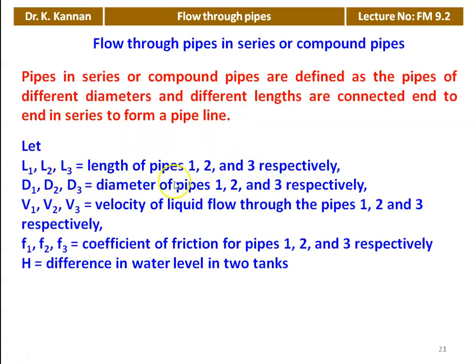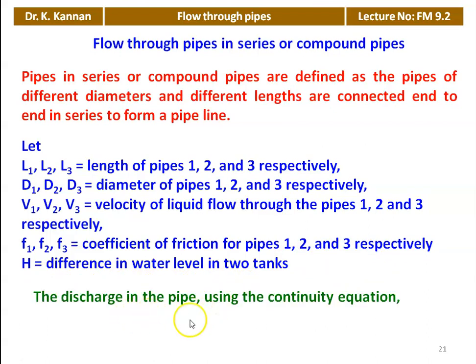So we have different parameters here. L1, L2, L3 are the lengths of pipes 1, 2, 3 respectively, D1, D2, D3 are the diameters of the pipes, V1, V2, V3 are the velocities in the pipes, F1, F2, F3 are the coefficients of friction of pipes 1, 2, 3 respectively, and H is the difference in the water level between the tanks. And the discharge in the pipe using the continuity equation, Q equal to A1 V1 equal to A2 V2 equal to A3 V3. So we look at the diagram.